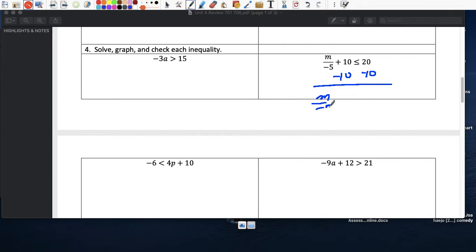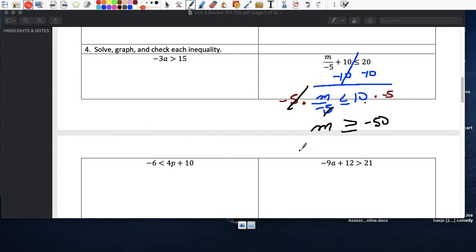M over -5, that goes away, less or equal to 10. Next thing we do is M is being divided by -5, so the opposite of that is multiplied by -5. So again, when you divide or multiply by a negative number, what do you do? That goes the other way. So that becomes 10 times -5 is -50. And this becomes just M.